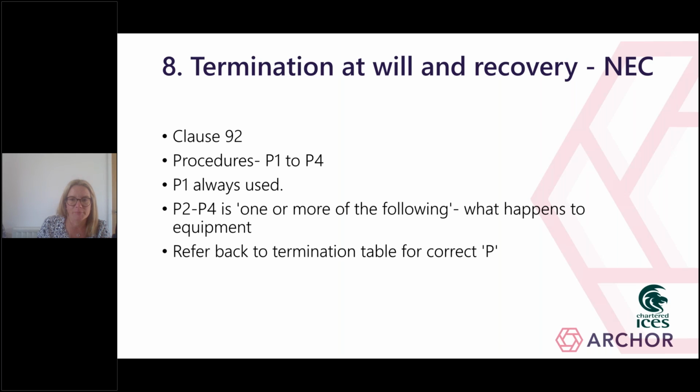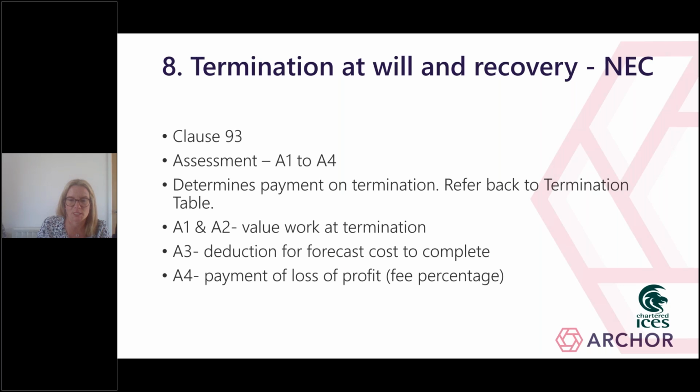So we've dealt with the procedure, and then the important thing that everyone's always concerned about is the money. So on the money, clause 93 deals with the assessment. Essentially what it says is that there are 4 possible ways to assess the account. When I say 4 possible ways, it's really 4 heads of assessment. And again, these 4 heads of assessment, A1 to A4, determine payment on termination and what is and is not going to be due. A1 and A2 are fine. They value the work at termination effectively.